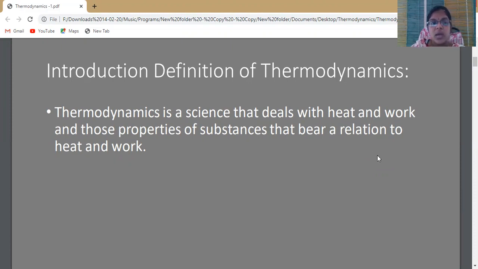So, thermo means temperature and dynamics is motion. So, heat is in motion. That is nothing but thermodynamics. So, how is the heat in motion? We are in motion when we are moving from one place to another, from house to college, with the help of our legs. But how is the heat moving?